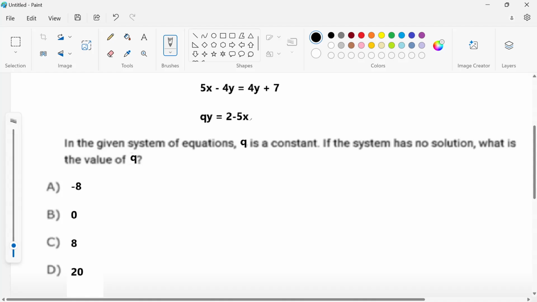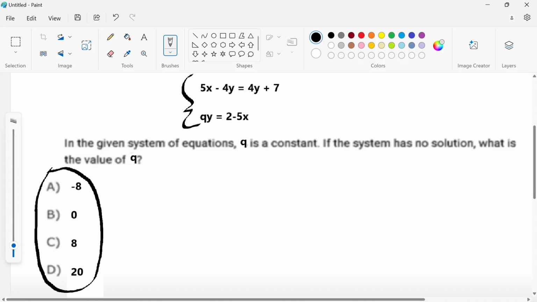In the given system of equations, q is a constant. If the system has no solution, what is the value of q? Well, these are linear equations. Nothing is squared or to the third power. It's just all to the first power. And it's a system of equations, and there's multiple choices for the value of q. So I say, when you have multiple choices, you can just plug in numbers for q and see which one makes this work. Then just use Desmos.